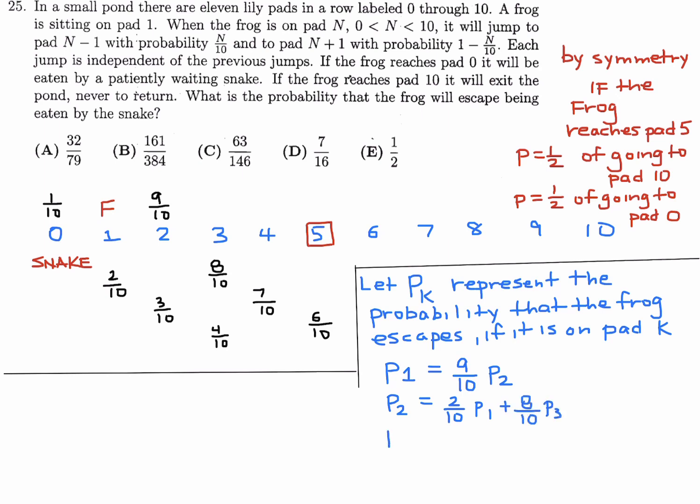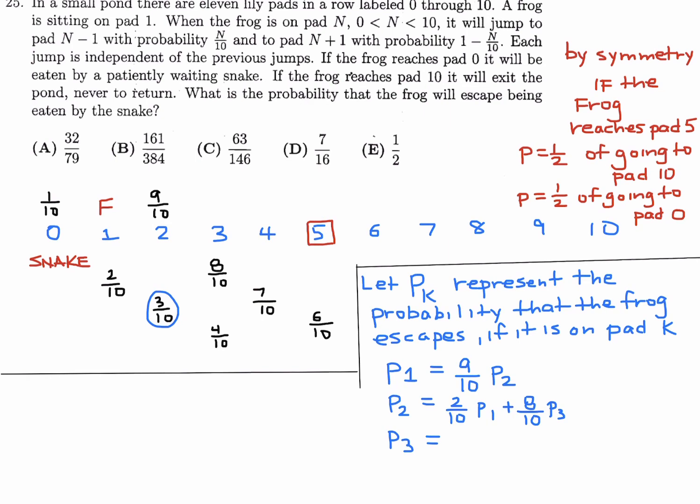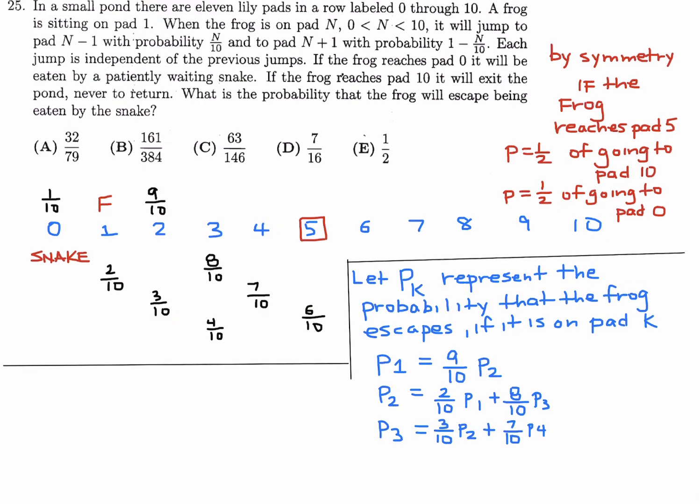There we go. And then P3 is going to be 3 over 10 P2 plus 7 over 10 P4. And then P4, that is going to be 4 over 10 P3 plus 6 over 10 P5. And then finally P5.